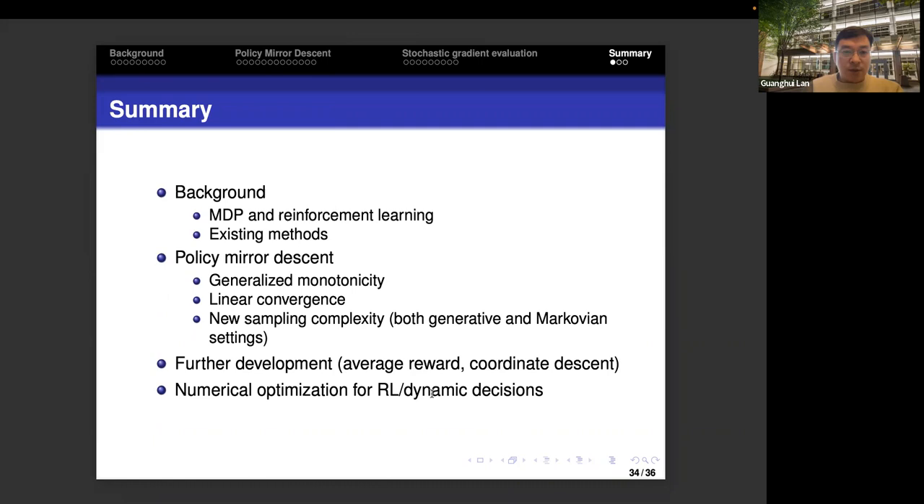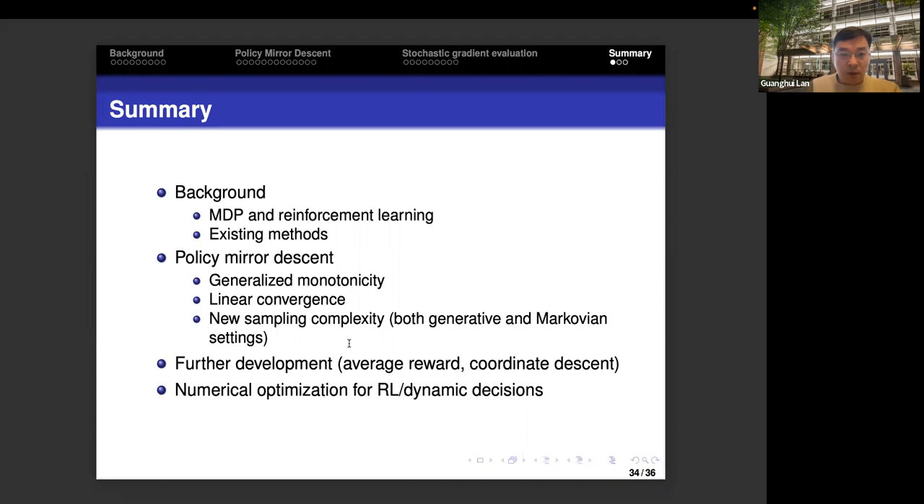With that, I'm going to conclude my talk, and I'm going to give a brief summary of what we have talked about. We gave some background information about the Markov decision process and reinforcement learning, and we reviewed a few existing algorithms in the RL setting corresponding to linear programming, value iteration, and policy iteration in MDP. We focused on the policy mirror descent method. By utilizing generalized monotonicity, we show that this algorithm has linear convergence for solving deterministic problems, and we have significantly better sample complexity for both the generative model and the Markov model than existing policy gradient methods. And some complexity results, like this 1/epsilon type bound, have not been reported by anyone in the literature.